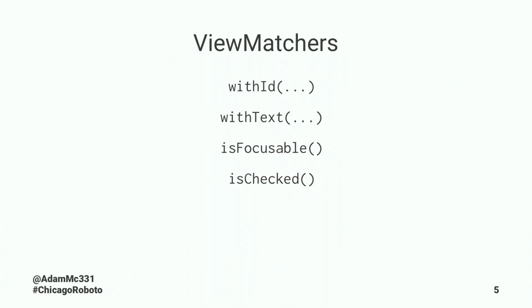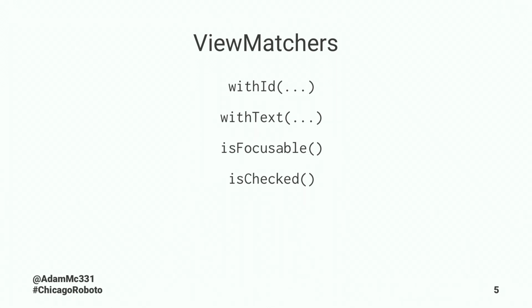So ViewMatchers are a class of methods that Espresso uses to find a view on your screen that it needs to interact with. So you might tell Espresso, I want you to work with a view that has a specific ID, or find any view that has some text. Or even different flags on it, like if it's focusable, if it's checked.